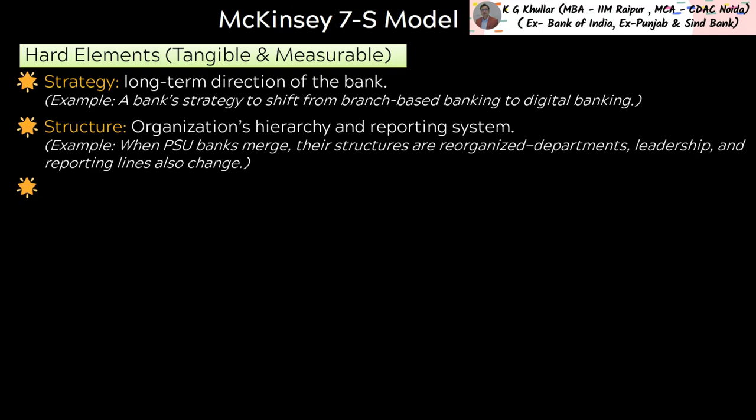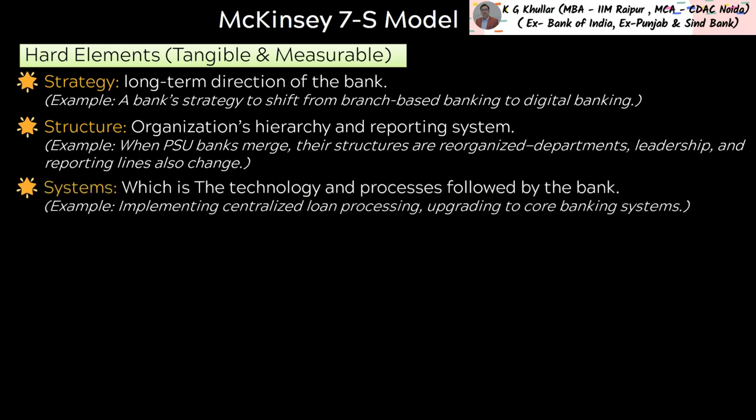Now the example can be when PSU banks merge, their structures are reorganized, that is, departments, leadership and reporting lines are also changed. Then the third element is systems, which is the technology and processes followed by the bank. For example, implementing a centralized loan processing system, upgrading the core banking system, etc.